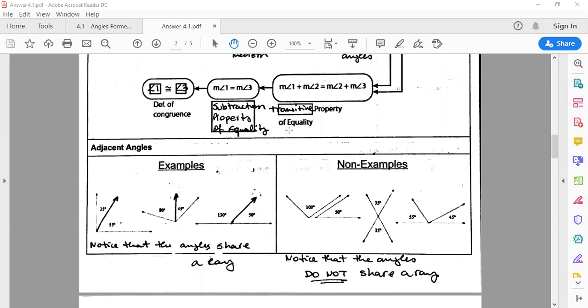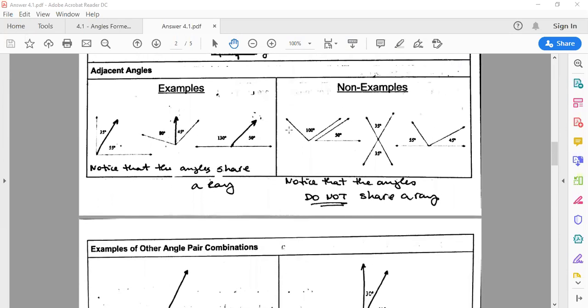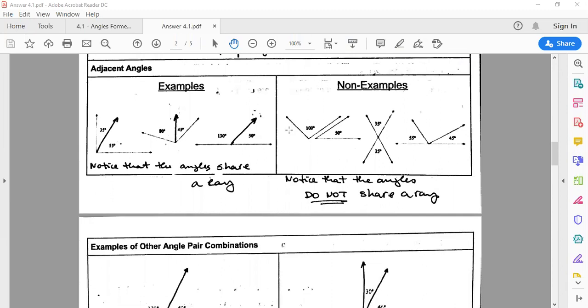Let's take a look at some examples and non-examples of adjacent angles, okay? So adjacent angles, remember, they're side by side and they share a ray. Notice that these examples, they all share the ray right here, right? They share this ray, they share this ray, and they share this ray, okay? So those are adjacent angles, okay?